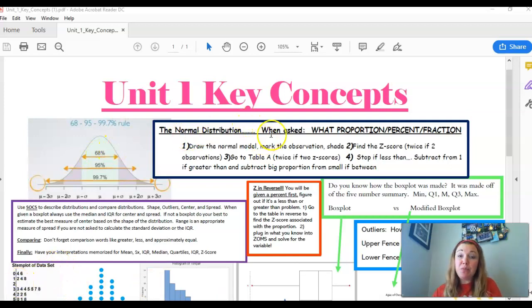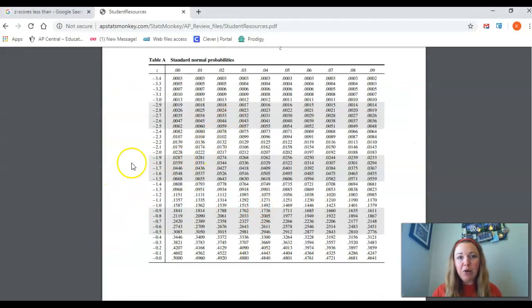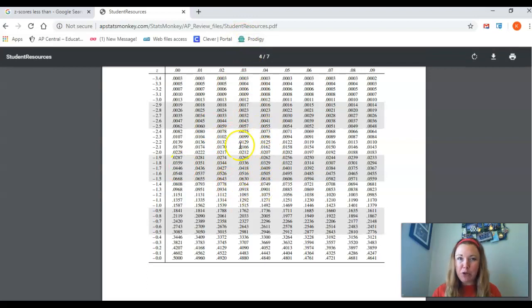Okay, so the normal distribution, when you are asked what proportion, what percent, what fraction, for example, what proportion of people scored below an 85 on the test, you can draw the curve like I've mentioned all the time before, okay? You shade which way it goes. You find the Z-score, the ZOMs. Your Z-score is equal to your observation. So in the story that I'm telling, that would be 85 minus the mean, 70, divided by the standard deviation of 10, okay? Then you go to your table A. So I have table A pulled up here. You go to that Z-score and you find that proportion right there.